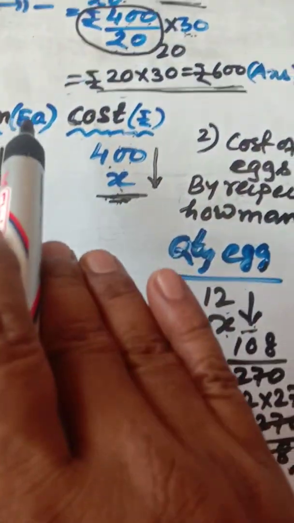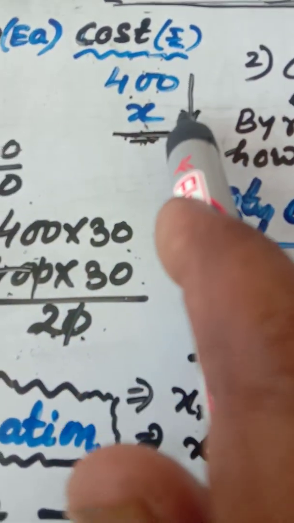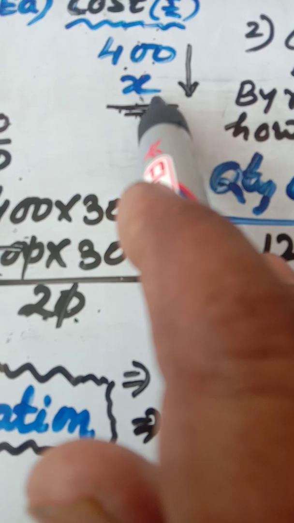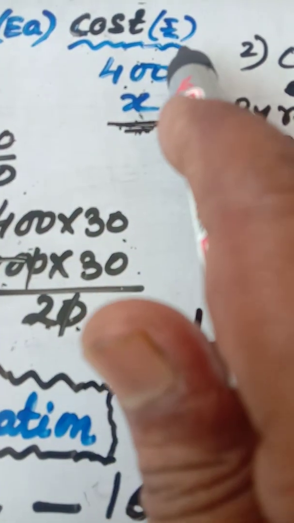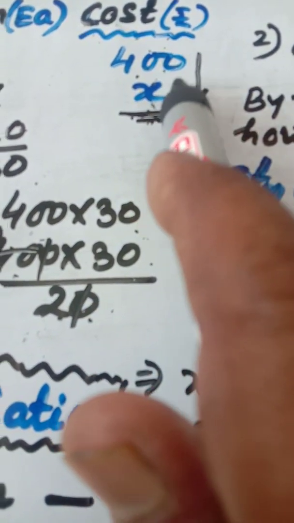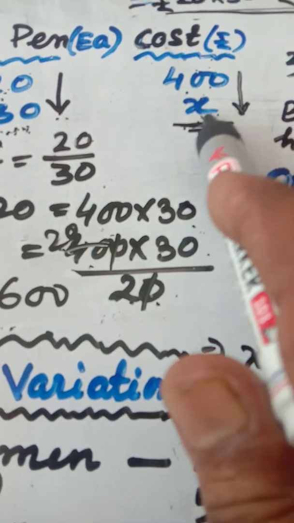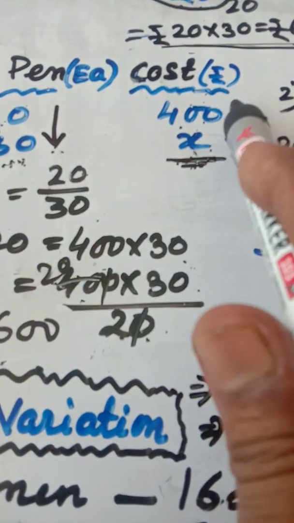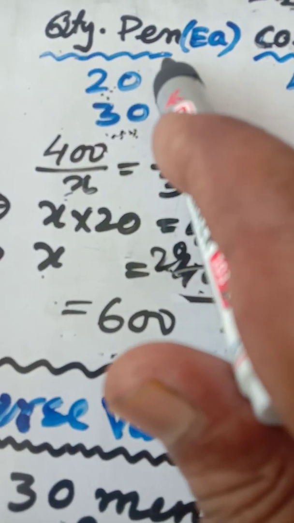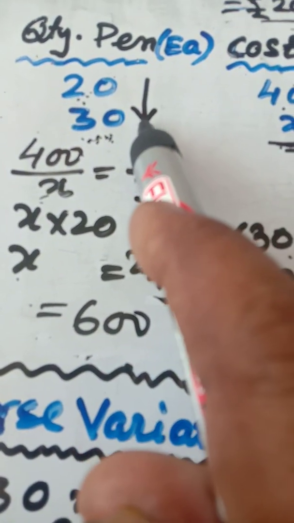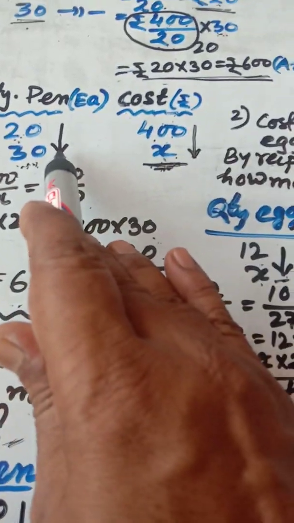Now, first the arrow should follow towards x. Wherever x is there, it follows through an arrow. Both the quantities, 400 and x, you cover with an arrow. Now because it's a direct variation sum, the arrow is downward, and the relative column arrow should also be downward. I hope you have understood it.